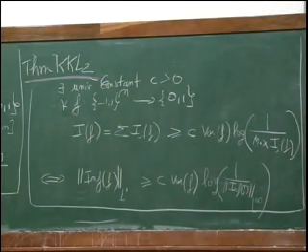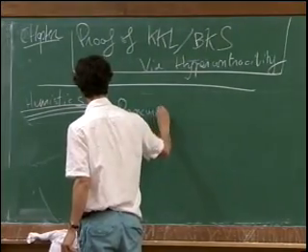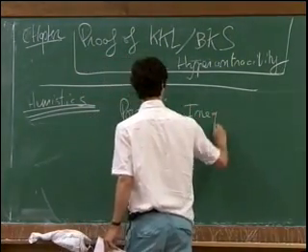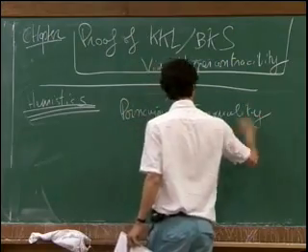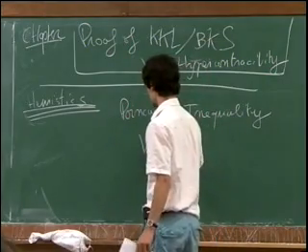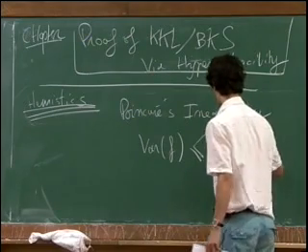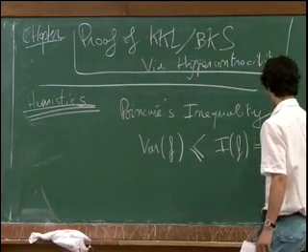And on a heuristic level, I'd like to explain where this comes from. So for some time, it will be only heuristics. Recall that Poincaré's inequality says the following. If you take any Boolean function f, its variance is bounded from above by the total influence, which is the sum of all the influences.